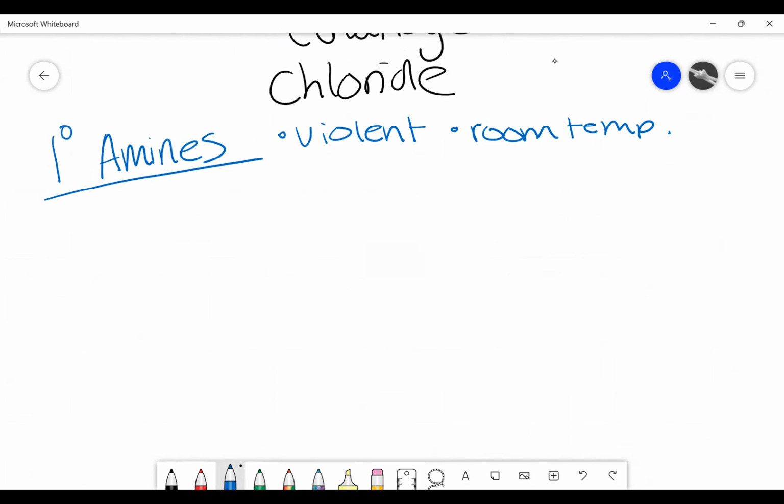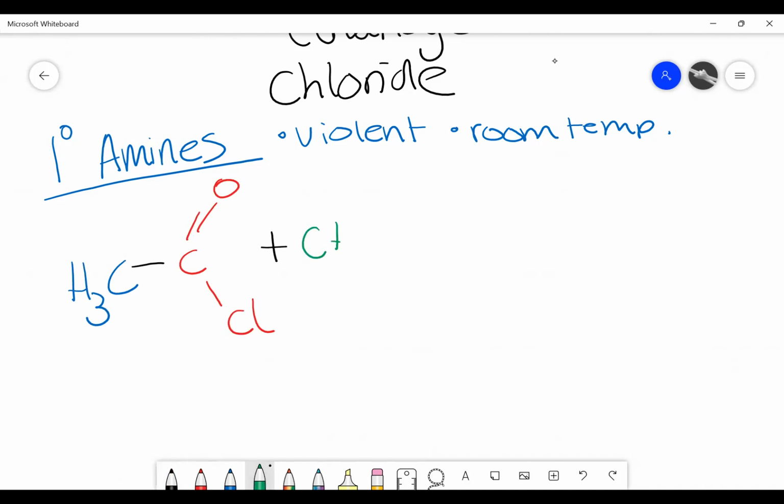All that you need to know is when we react acyl chlorides with ammonia, we make an amide. And when we react acyl chlorides with amines, we make an N-substituted amide. But we'll look into amines and amides in a lot more detail in another session. So don't worry too much. So yeah, so this is a violent reaction. We're going to have that ethanoyl chloride here again. And we are going to react it with a primary amine. So here is an example of a primary amine.